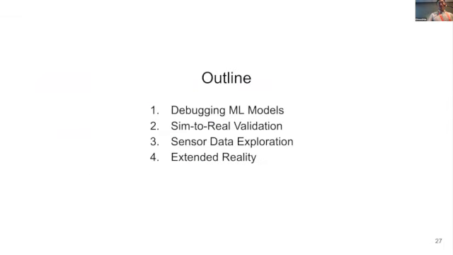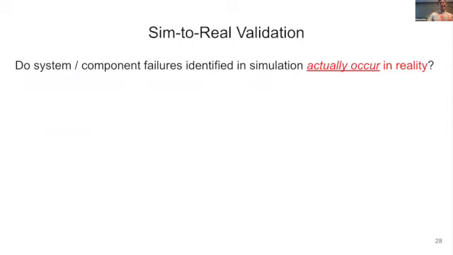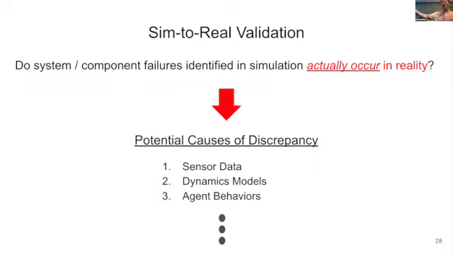I'll skip this part. And then the second part is sim to real validation, which Sanjit also covered. Well, we're using simulation right now and testing these systems using synthetic data. Well, how do we know whether these failures actually occur in reality, or they're occurring because of some spurious artifact of the synthetic data that may not actually occur in real sensors, right?